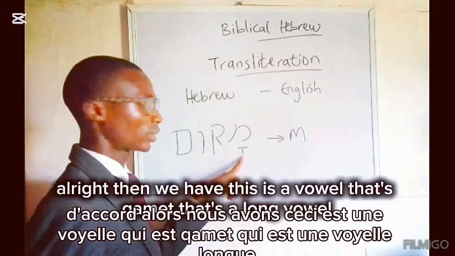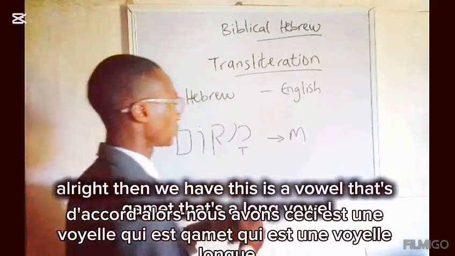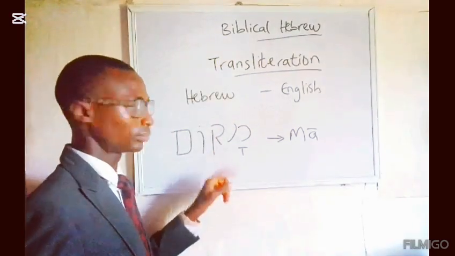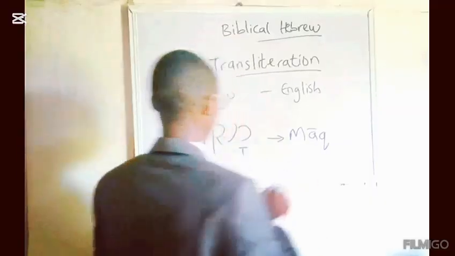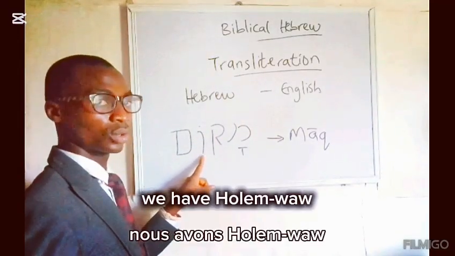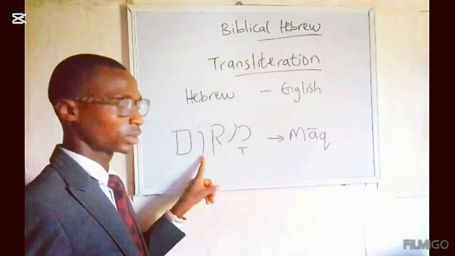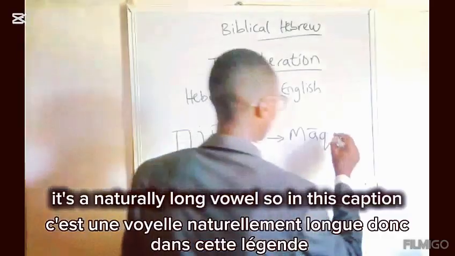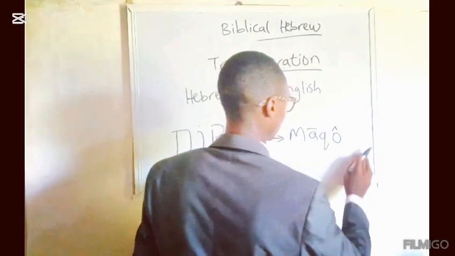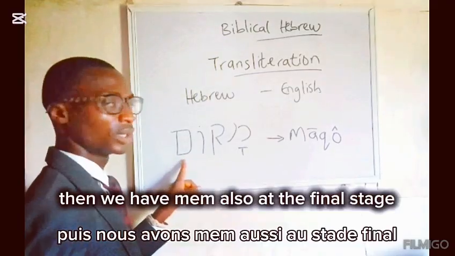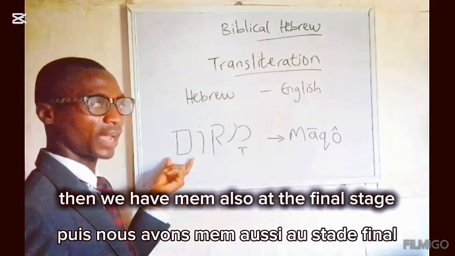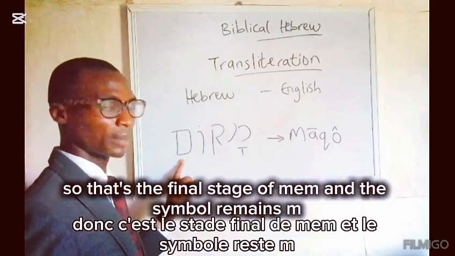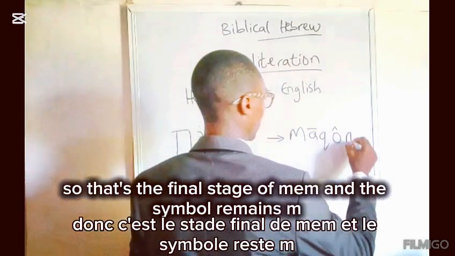Alright, then we have this vowel, that's kamet. That's a long vowel. Here is kuf. We have holem, a naturally long vowel. Then we have mem also at the final stage. That's the final form of mem, and the symbol remains m.